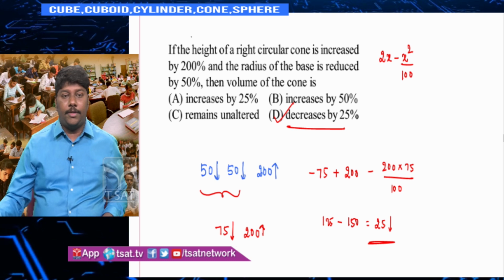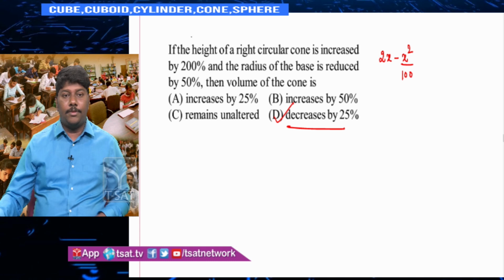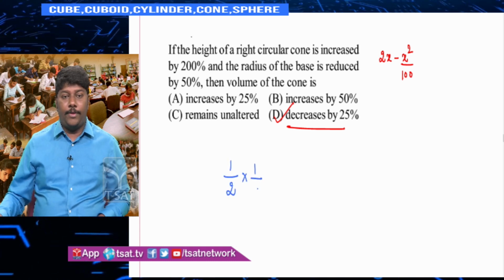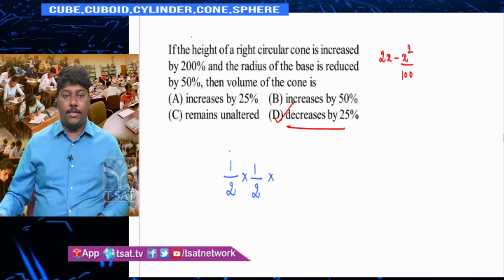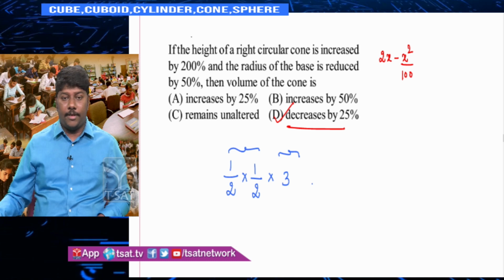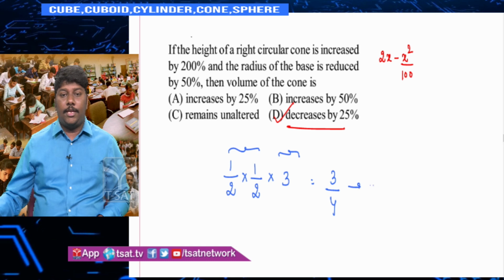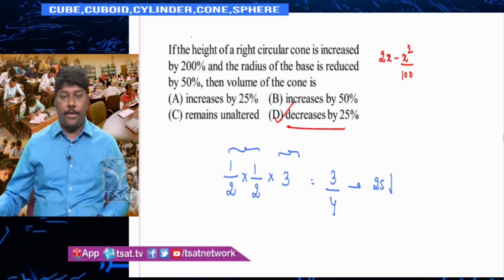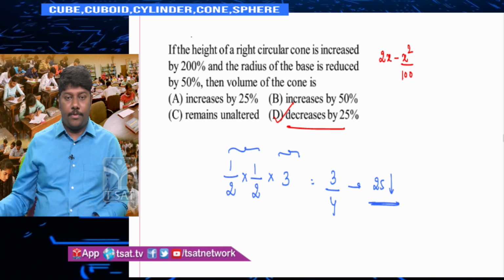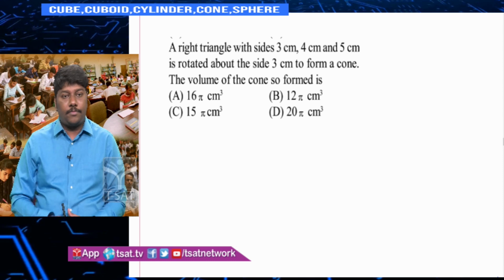So let's look at how we'll do it in terms of fractions. Now see, in terms of fractions it's very easy. In place of radius, half into half, 1/4. This is for radius and this is for height. In place of height, 200% increase means 3 times. So it is 3 by 4. What does 3 by 4 indicate? 3 by 4 is 25% decrease. So you can directly get the answer as 25% decrease. Look at the next one.